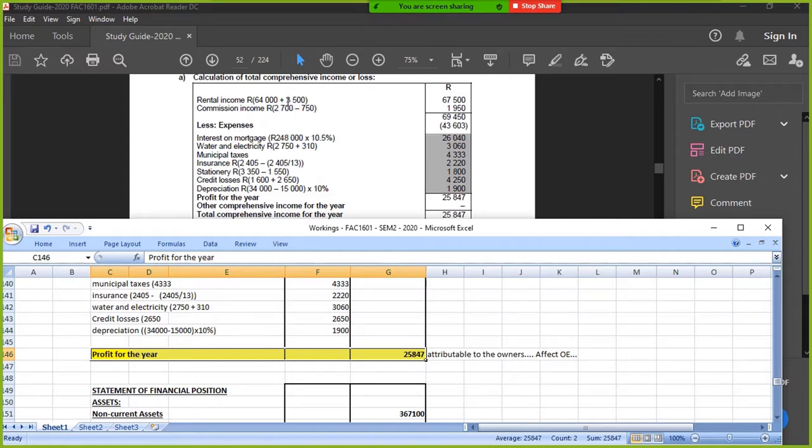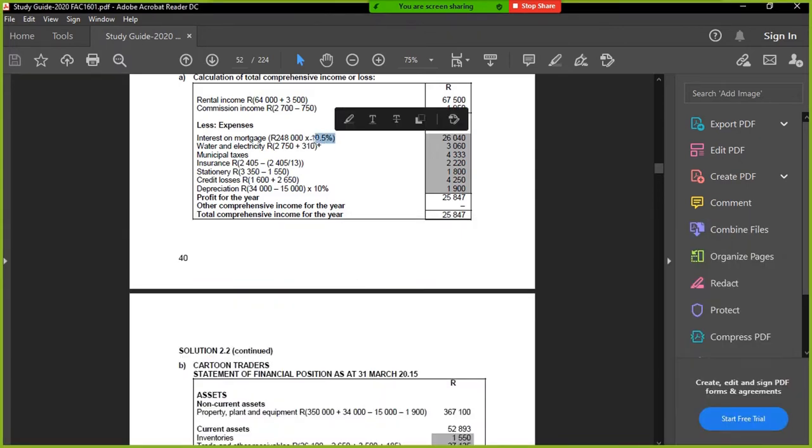Okay, let's see how they've shown it. Yeah, they've also shown workings here, so this is a good solution. The interest on mortgage, they even showed the calculation. That's very good. But be careful here. Why didn't they show 1 month? I see interest on mortgage here. Okay, they're just showing the full year. I see what they're doing. They're just timesing it by 10.5% because that's the full year.